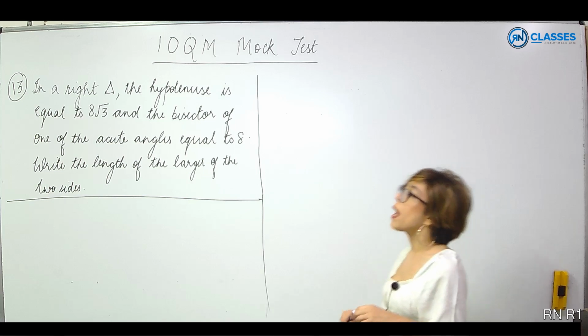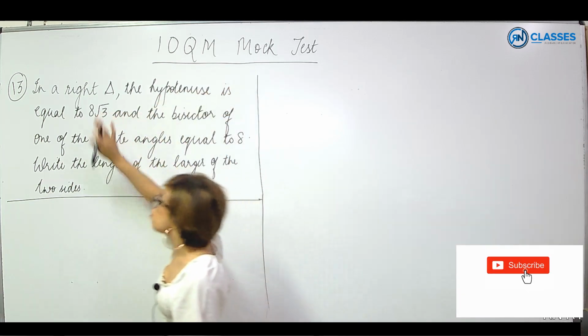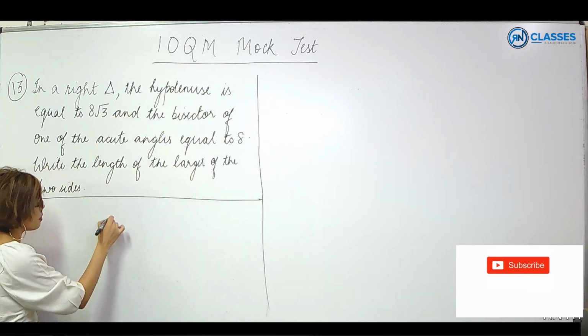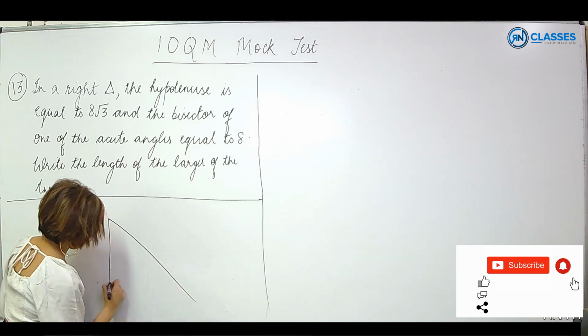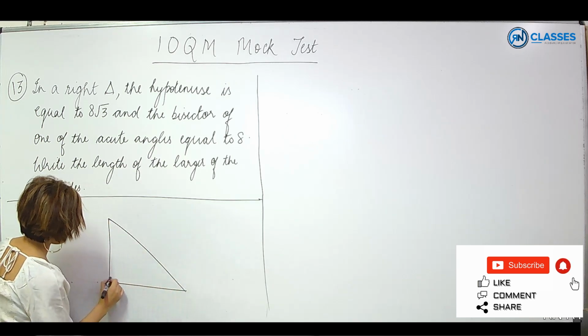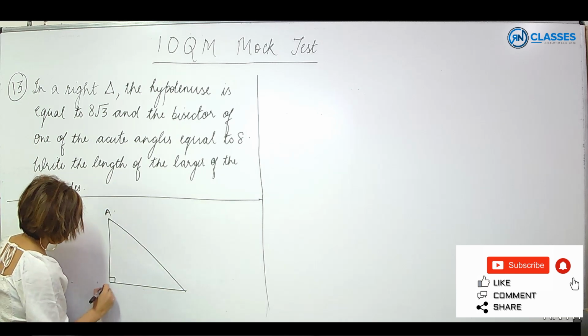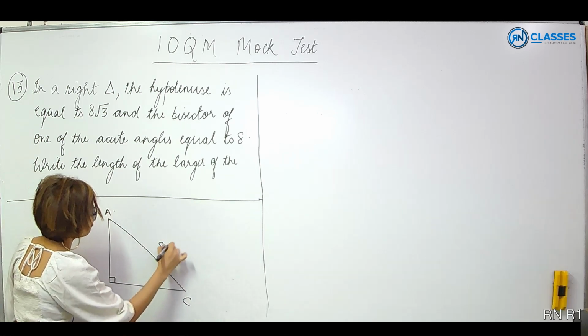Now he says, in a right triangle, the hypotenuse is 8√3. So let me make my right triangle first. Obviously, this is 90 degrees. Let me name this A, B, C. Hypotenuse is 8√3.